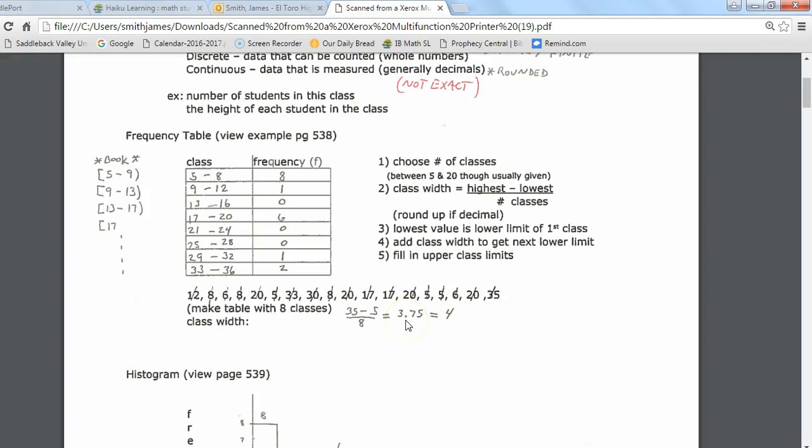So even if that said 3.1, I would still have to round up to 4 to get my class width. Simply because if I don't round up, then my largest number won't fit within my last class of data. And so that's why I always have to round up. Otherwise, I'm going to lose out on that last data value. So we always round up.